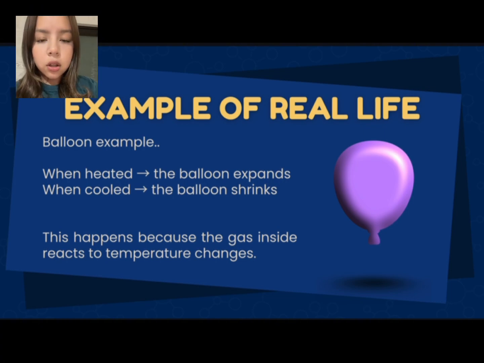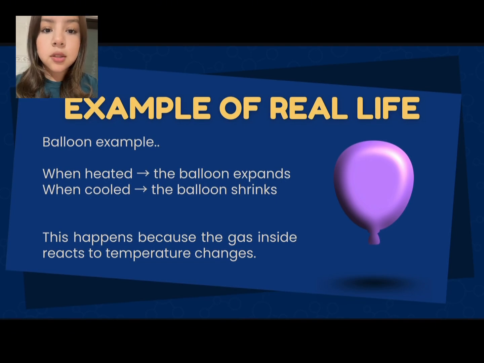This formula also helps us calculate the change in volume of a gas when the temperature changes. For example, when a balloon is heated, the gas inside expands, so the volume increases. In this law, the pressure is constant while the volume and temperature are the ones that change.